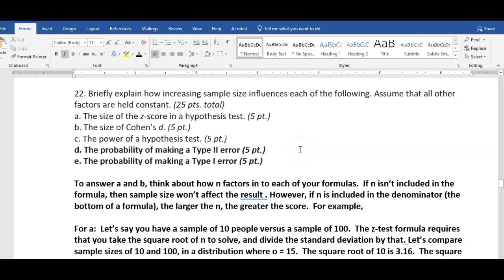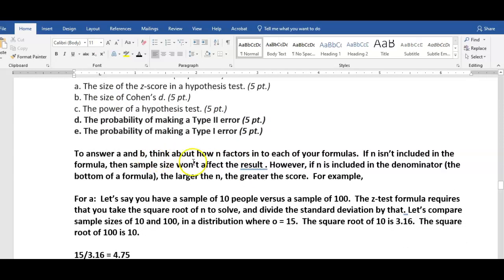Okay. Problem 22 is the last one on the assignment, and here it's asking you to think about how sample size influences each of the following. Here's my tip for you. For A and B, it's asking you how sample size affects your z-score in a hypothesis test, and also Cohen's d. To answer these kinds of questions, think about how sample size factors into each of your formulas. If n isn't included in the formula, then sample size doesn't matter.